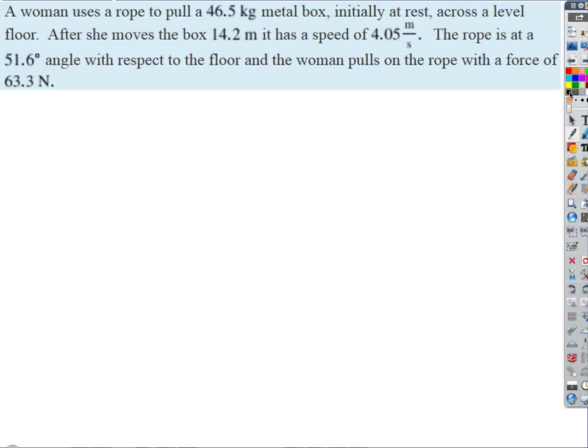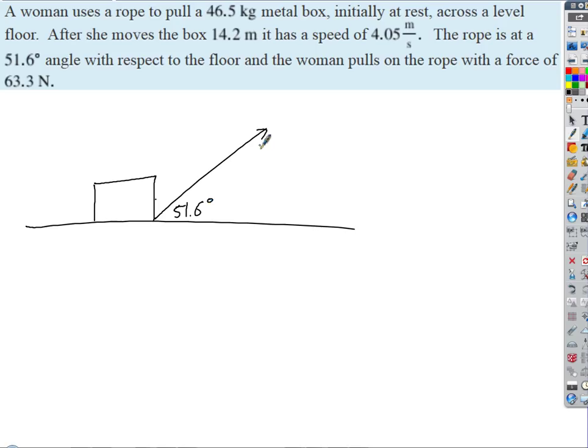Okay, so what about this? We know this is the same kind of thing, isn't it? So if we draw a picture, here's the box. And let's see, she's pulling at an angle. So say there's the road. The angle is 51.6 degrees, right? Okay, so this is no big deal, right?